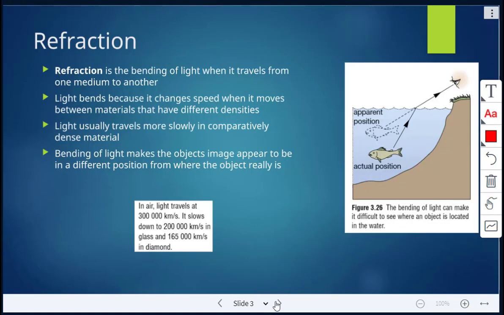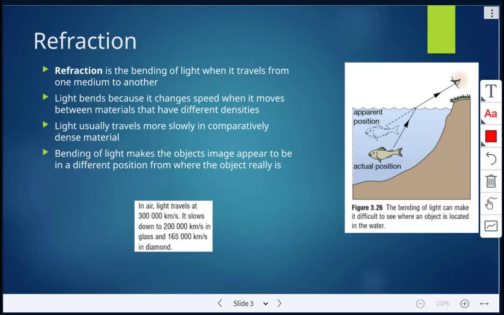But refraction, however, is different. Refraction is the bending of light. All right, so the bending of light when it travels from one medium to another. So for example, air and water, those would be two different mediums. Light bends because it changes speed when it moves between materials that have different densities. Light usually travels more slowly in comparatively dense material.